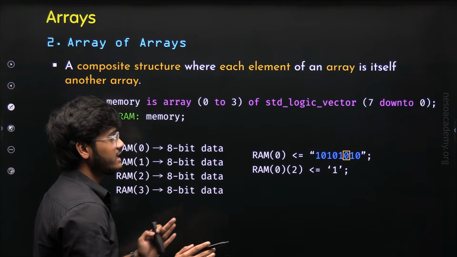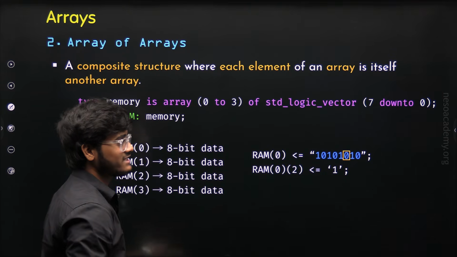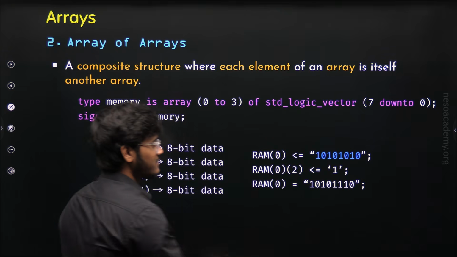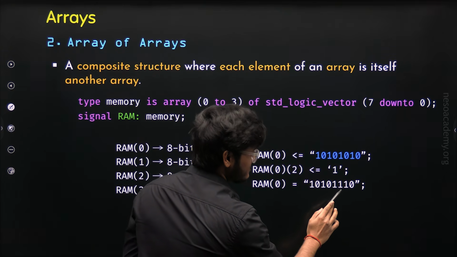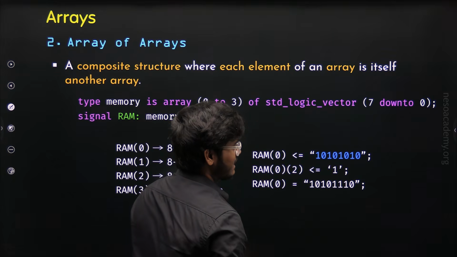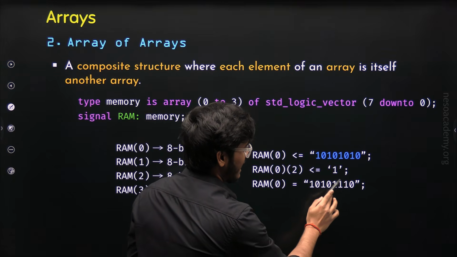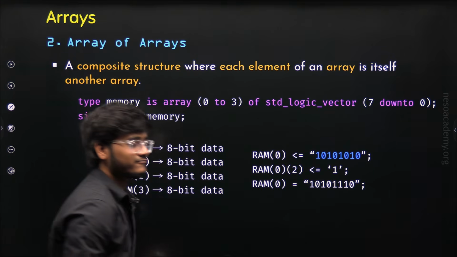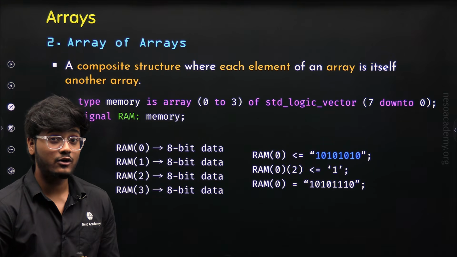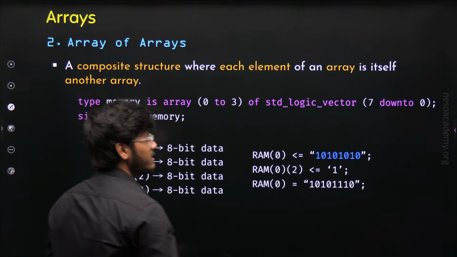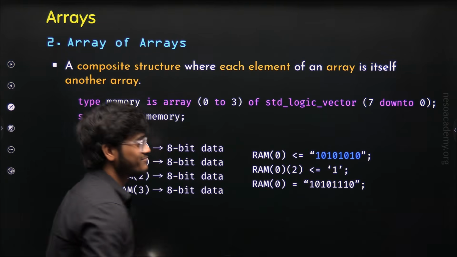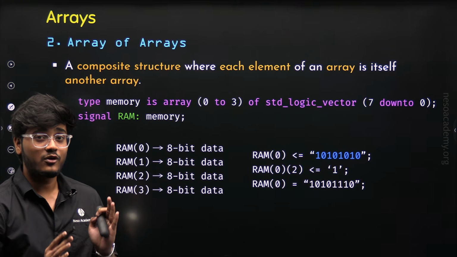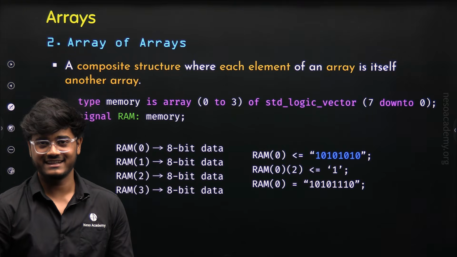So what will be the updated RAM0 sequence? It will be 10101110. At the second position, we have logic 1. So I hope you understand how to access a fixed bit inside an array of arrays. So I hope you understand what an array of arrays is.